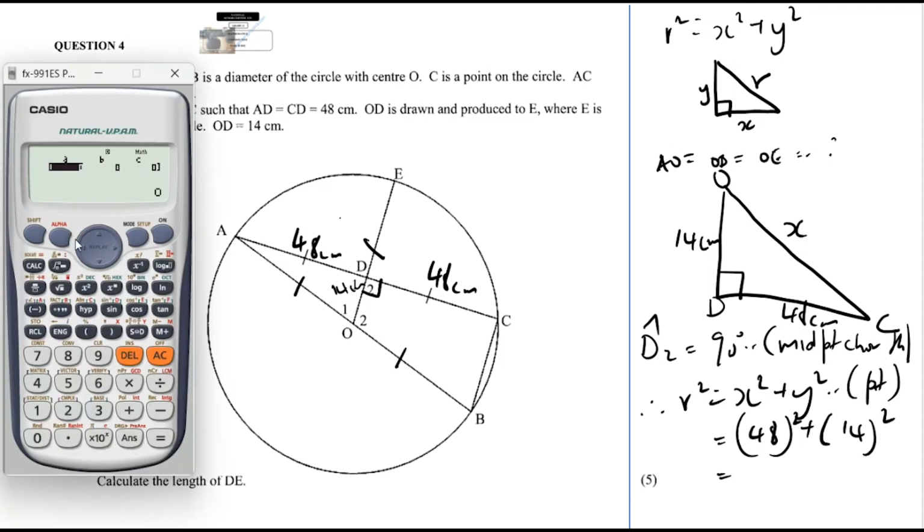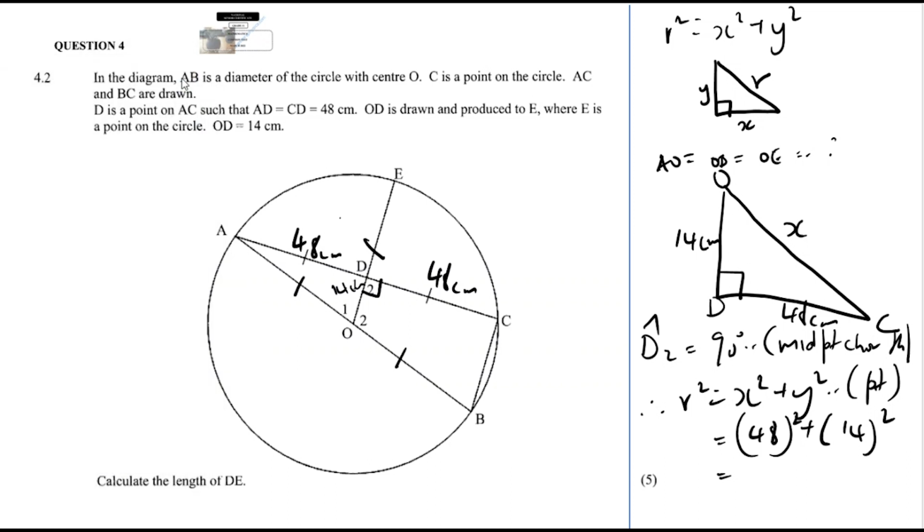We use a square root of 48 squared plus 14 squared. Right? What is our answer? 50. It means our r is 50.